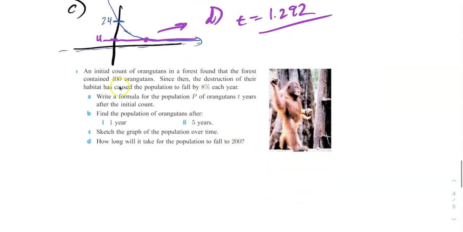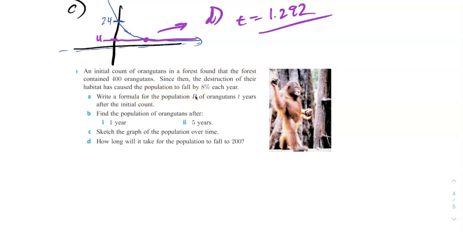I'm not going to do the whole thing, but: an initial count of orangutans in the forest found that the forest contains 400 orangutans. Since then, the destruction of their habitats has caused the population to fall 8% each year. I actually am going to do this one. I realize this is a little bit different. Write a formula for the population.